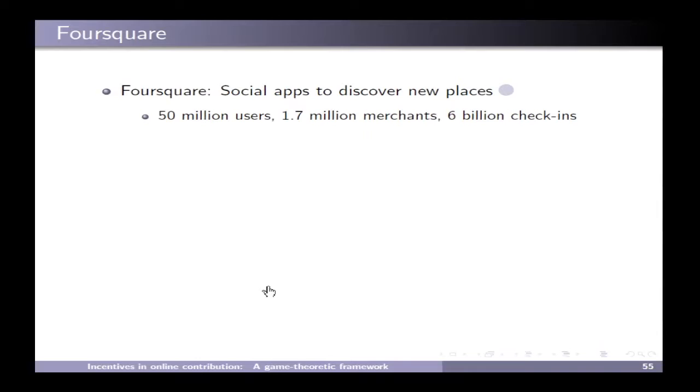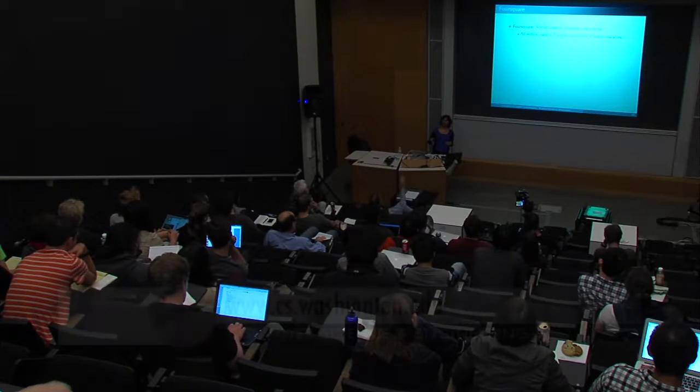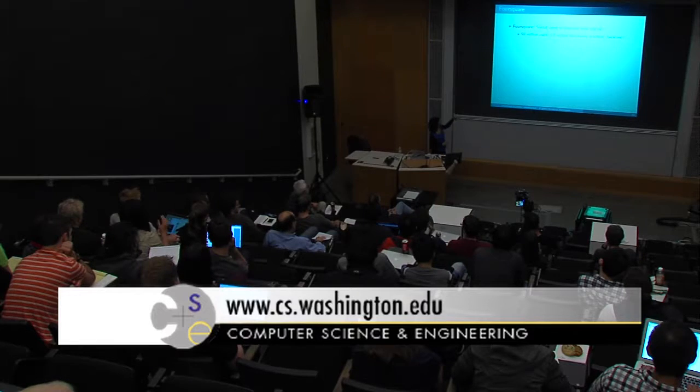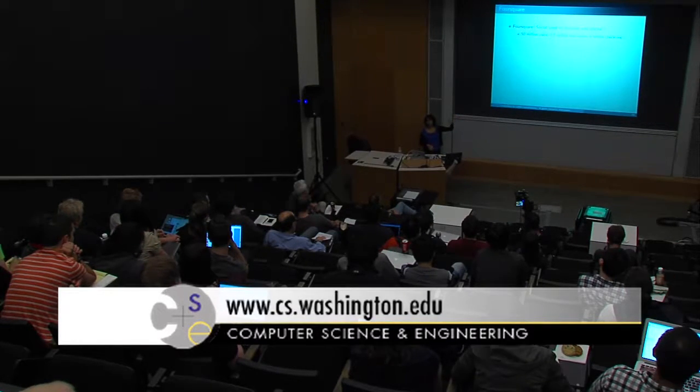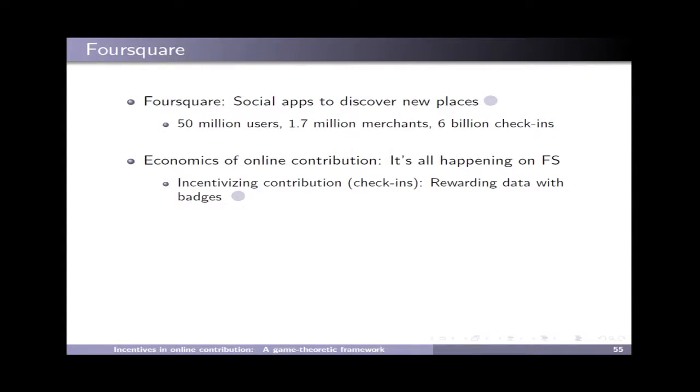And you might ask, why would anyone bother to think about that? And I promise you I'm not making this up. This is actually for real. How many of you are familiar at all with Foursquare? Okay, a fair population. So you probably know that Foursquare is a social app to discover new places, with a huge user base and a huge number of merchants. And this whole economics of online contribution that I talked about, it's really all happening on Foursquare.